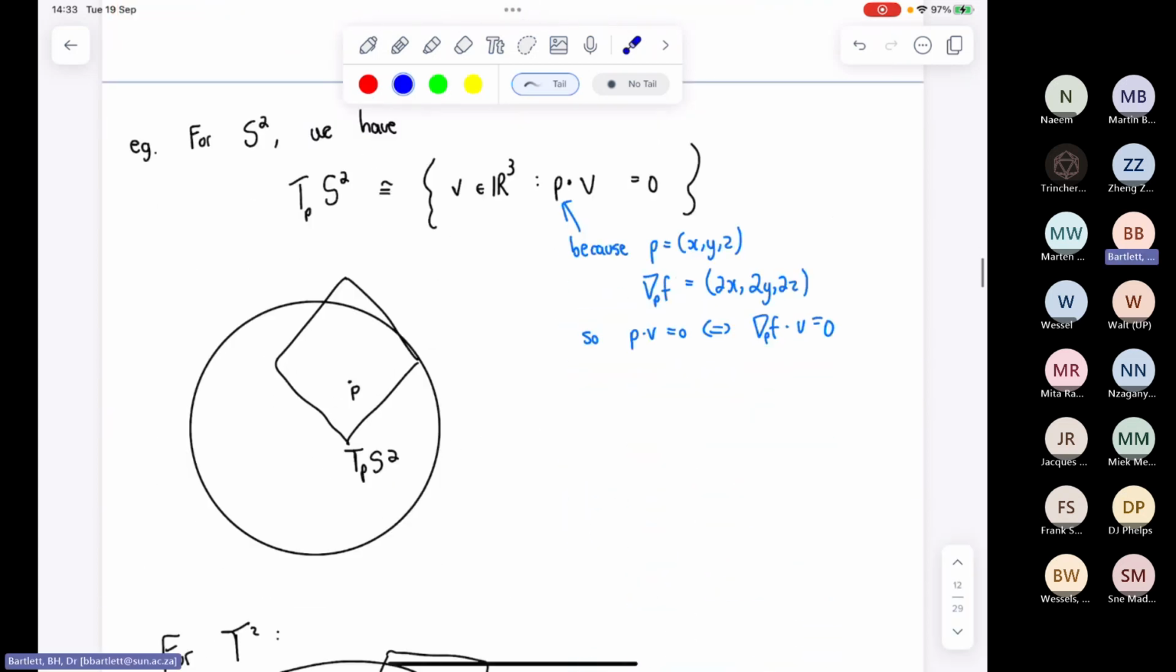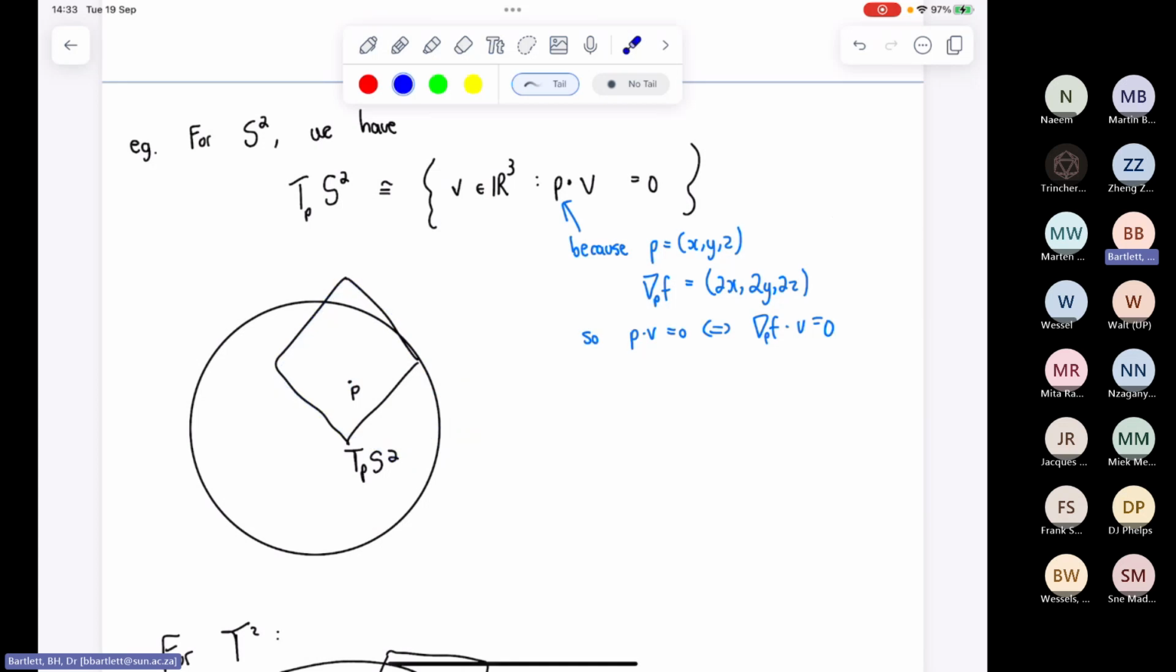So for example, for the two-sphere, if I have a point in the two-sphere, then the gradient vector is literally just pointing radially away. So that means that the tangent space at a point P is going to be the set of vectors in R3 which are orthogonal to P. Because here's the point P, right? I can translate its origin so that it looks like this. So the set of vectors that are orthogonal to it is going to be this space here.